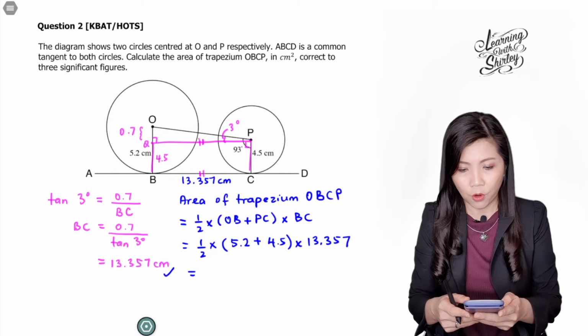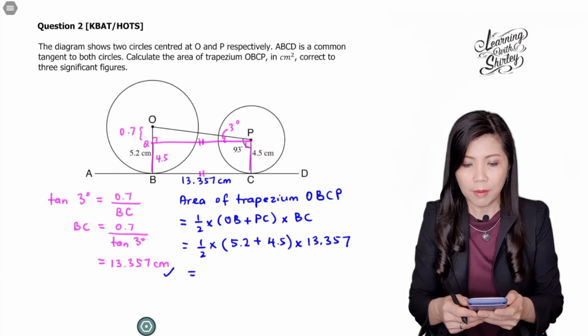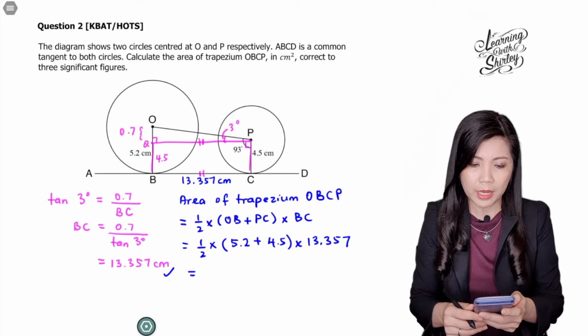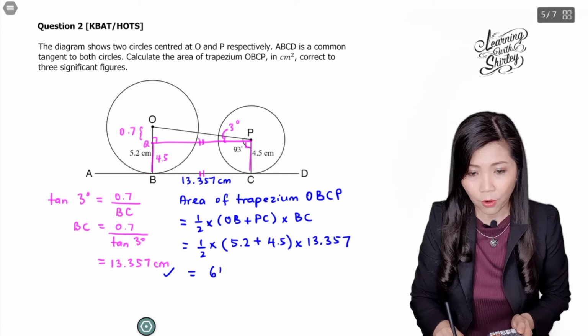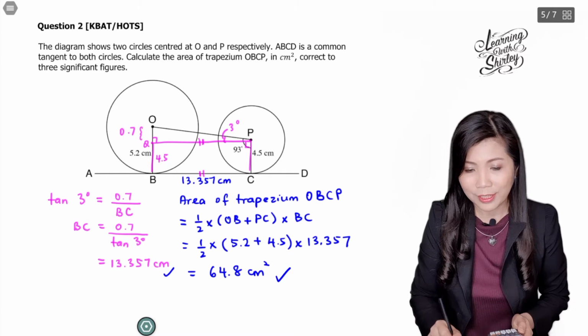So we get 64.78145, but we have to correct to three significant figures. So it will be 64.8. Okay, so 64.8 cm squared. So that's the answer.